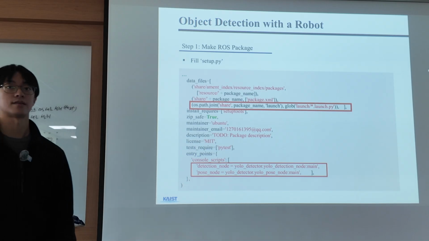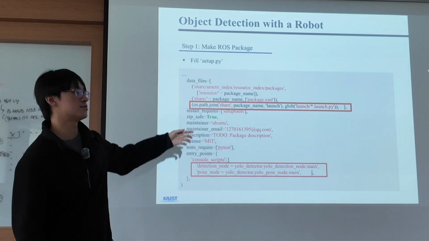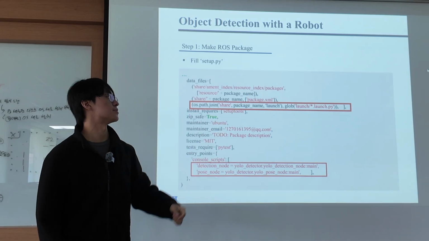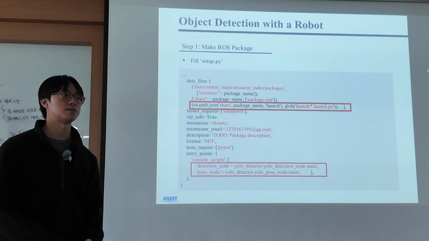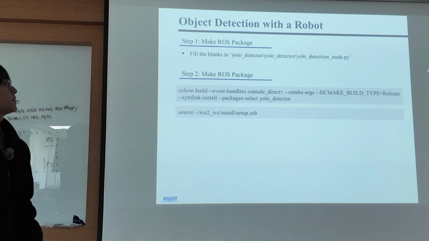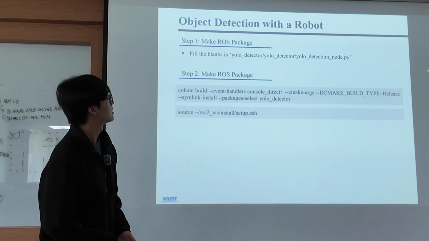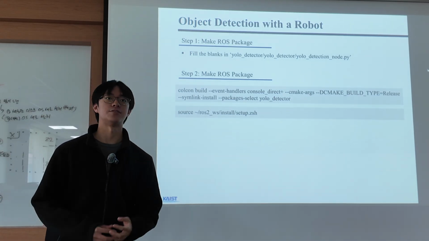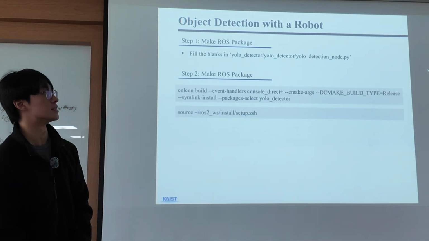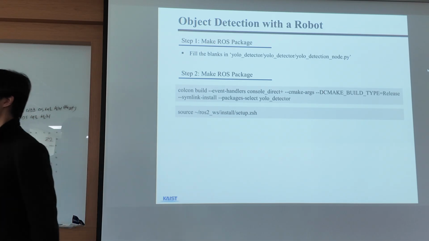After making the package, you should modify the setup.py file, this line, to let Colcon know the location of the launch file and each node. After that, you should modify the YOLO detection node.py file. There are some blanks that you should fill in, like the path where the pre-trained model exists. Then build with this command and run this command.